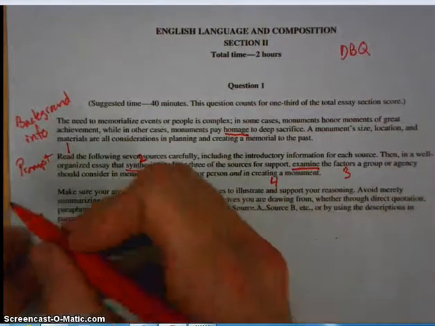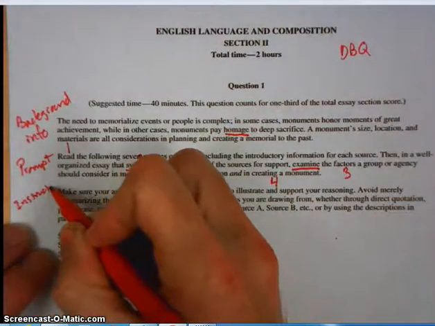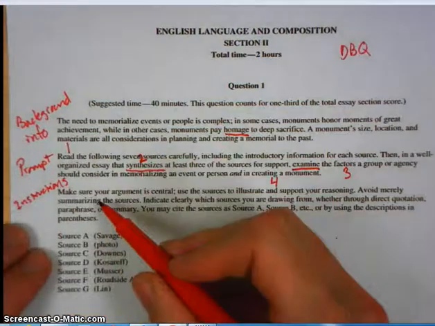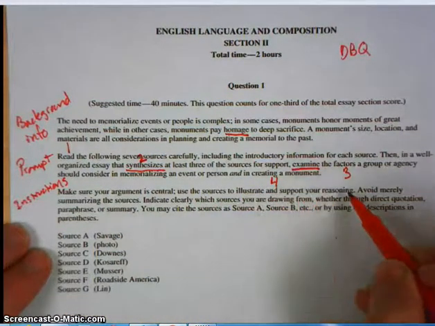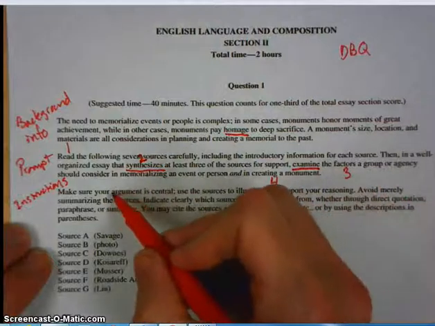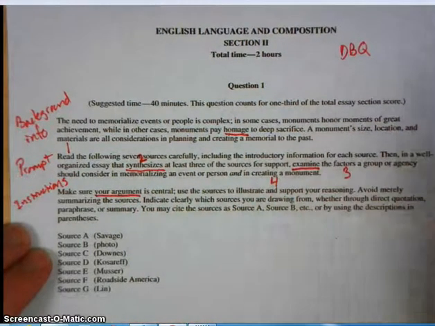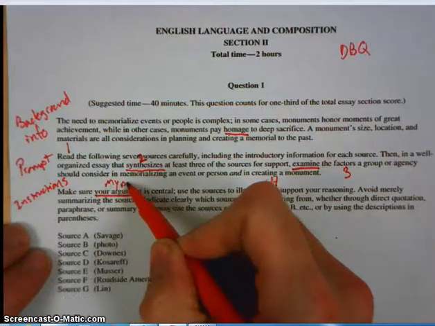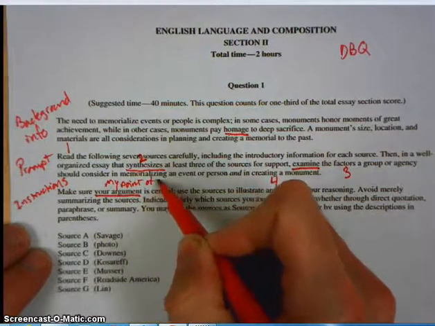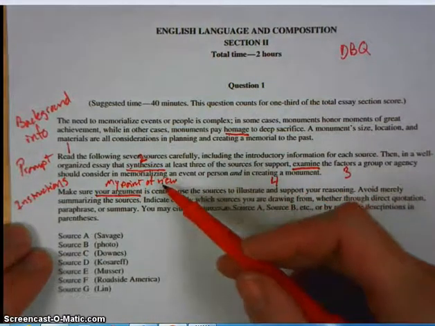The third paragraph gives us our final instructions. Make sure your argument is central. Use the sources to illustrate and support your reasoning. So what this means is that my argument needs to be important. I need to argue my point of view. And the sources are merely going to support my point of view.